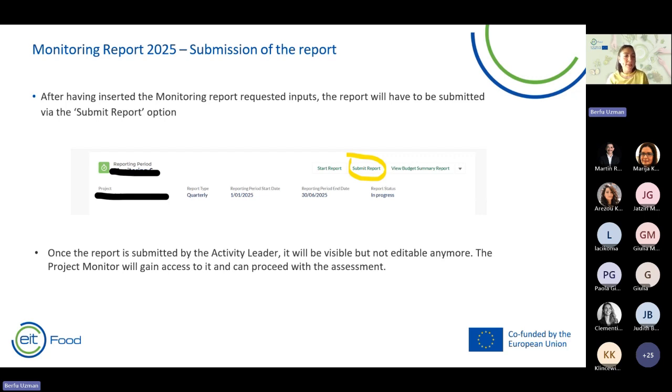Once the report is submitted by the activity leaders, it will be visible and it will not be available anymore to edit. The project monitor will gain access to it and can proceed with the assessment. So what does it mean? The project monitor does not need to wait until the day that they can start monitoring. Whenever the activity leader is okay and submits the report, the project monitor can already start working on their assessment. So it is a live process, and you don't need to wait until the last day that the activity leader can submit the report, if the report is available.